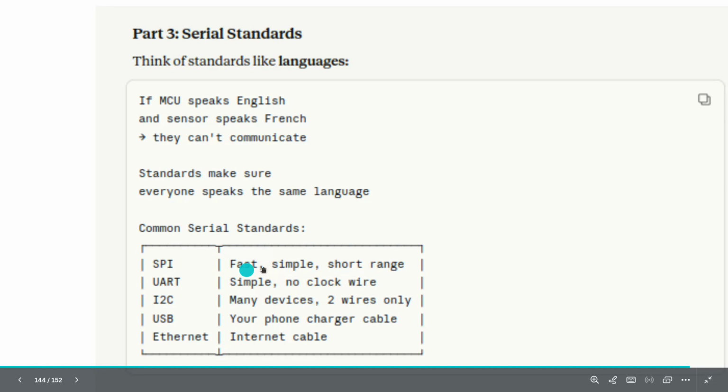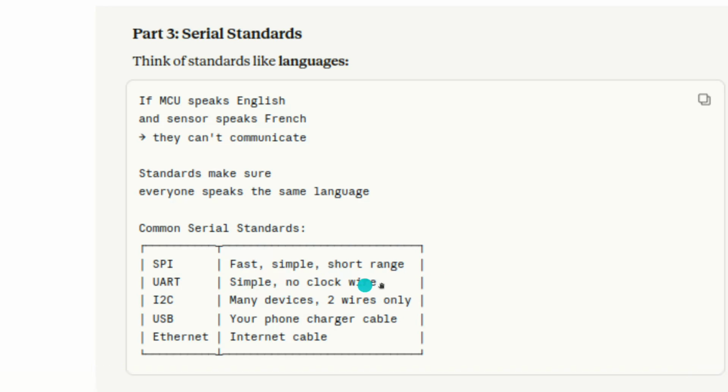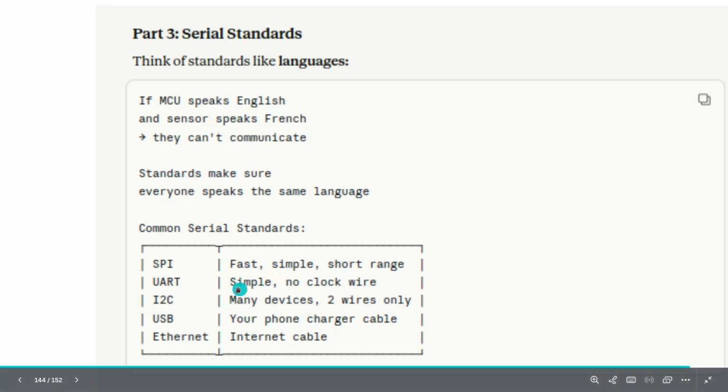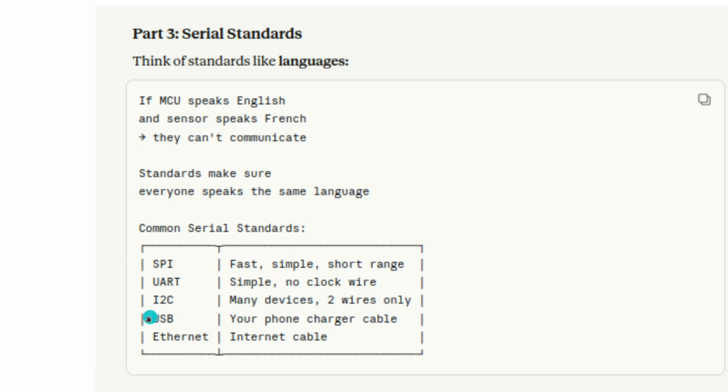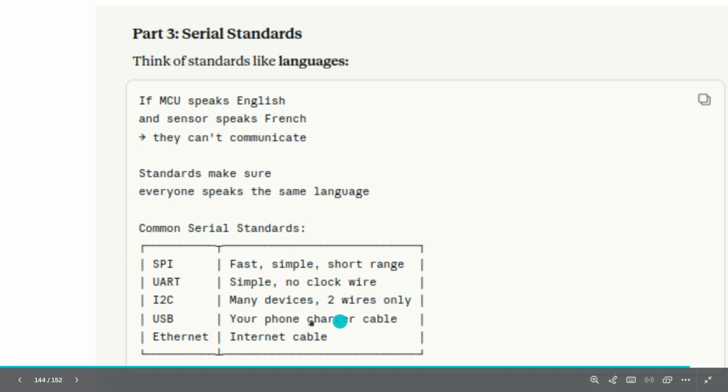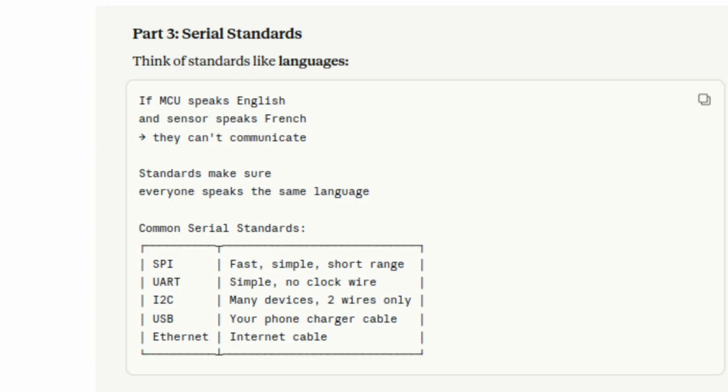SPI is fast, simple and short range. UART is simple but has no clock wire. We will understand SPI and UART in detail. I2C is for many devices, with 2 wires only. USB, your phone charger cable is USB. Ethernet is the internet cable. So there are common serial standards, because if the MCU is speaking a different language and the sensor, let's say the device, is speaking a different language, how can they communicate?